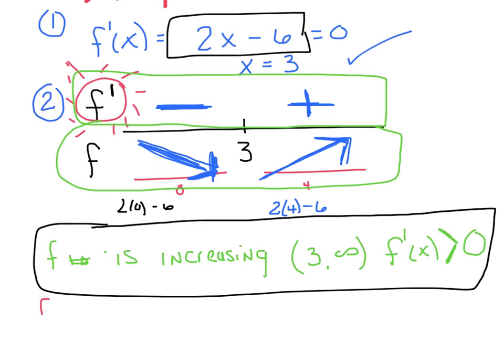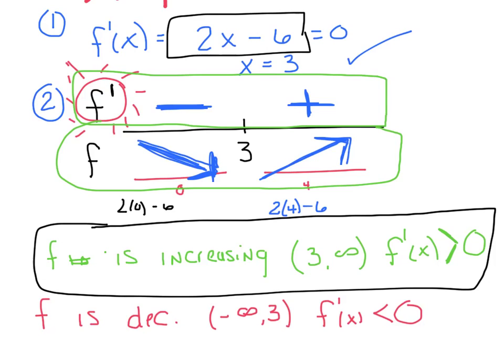Let's do one for decreasing. F is decreasing on the interval negative infinity to 3. How do I know that? I look at this sign chart. I have my arrow going down for decreasing, talking about f, negative infinity to 3. And how do I know that it's decreasing? Now you look above. F prime, we're talking about calculus now, is negative. So I would say f prime of x is less than 0.